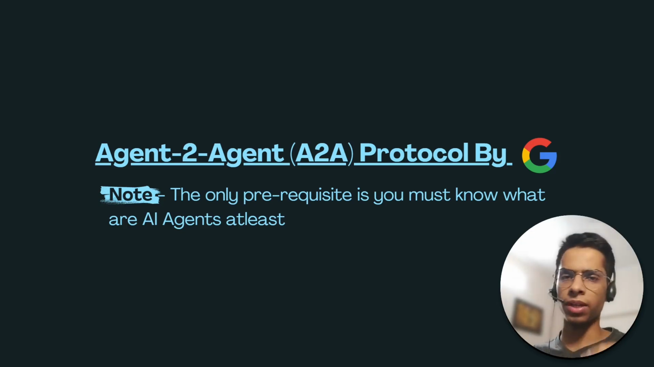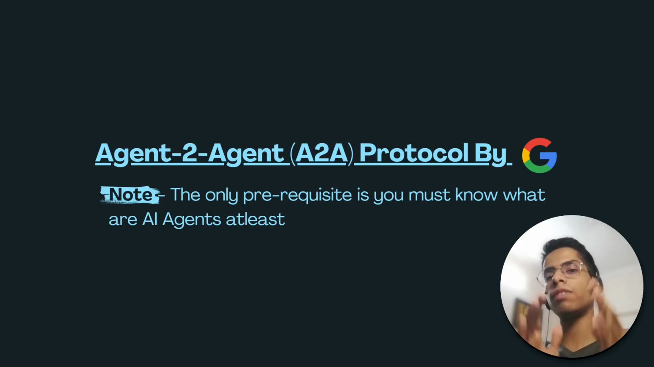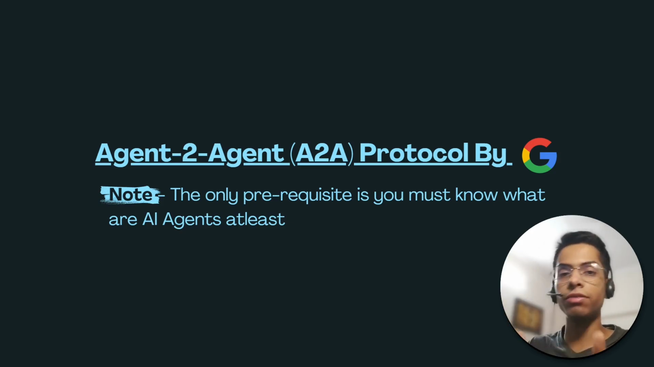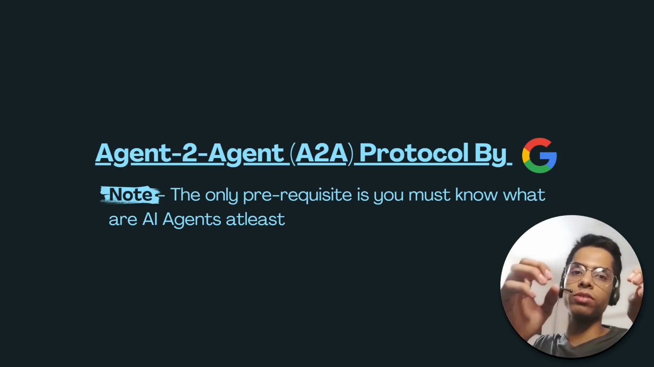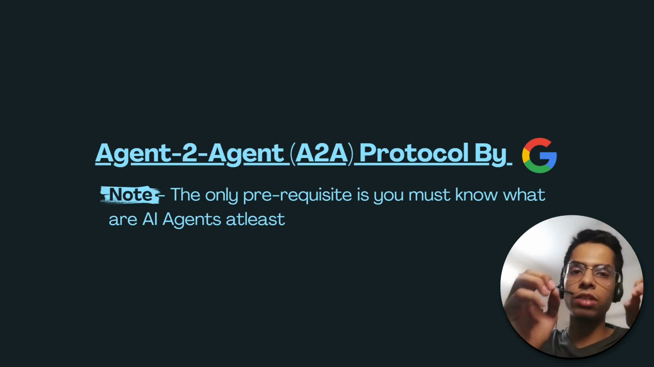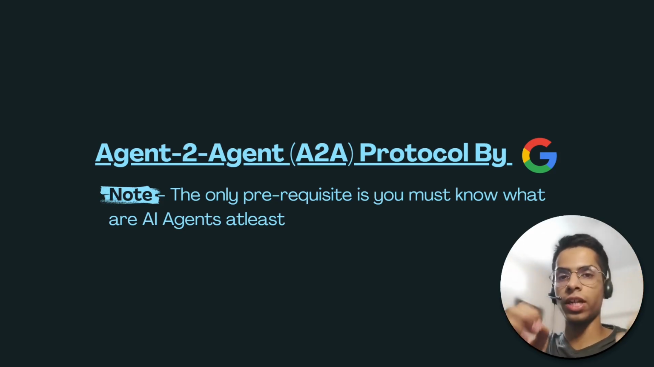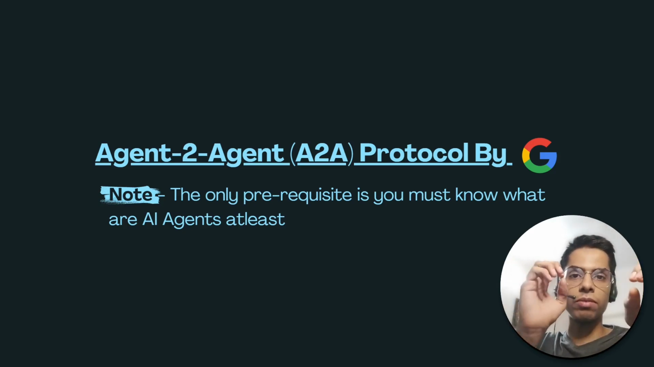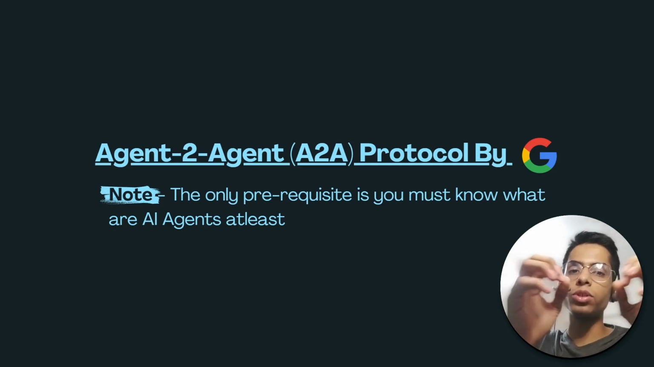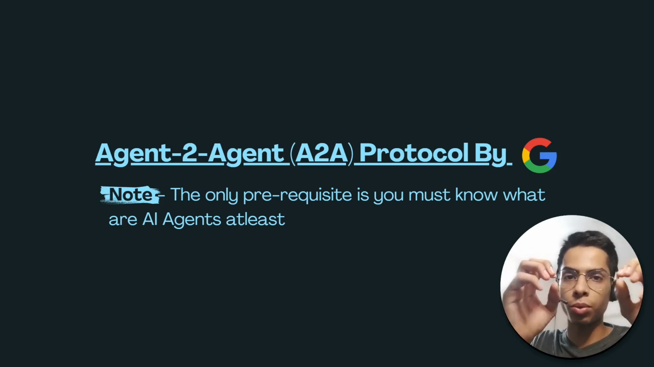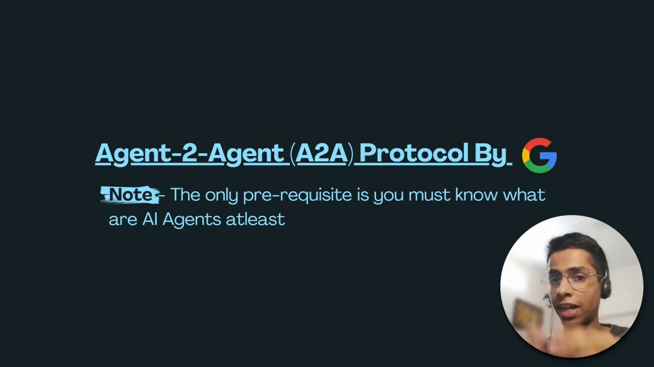So A2A, agent to agent. The name itself tells you what it is. From one agent to another agent, like how two agents are gonna communicate with each other. That's what agent-to-agent protocol is. A2A protocol is all about standardizing the communication between one agent and another agent, of how these two agents are going to talk to each other. I hope you understand it right now at a very base level.